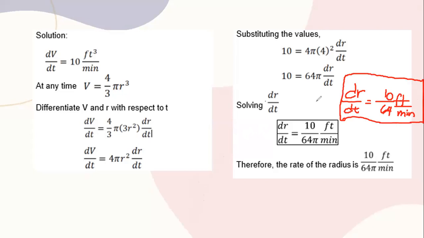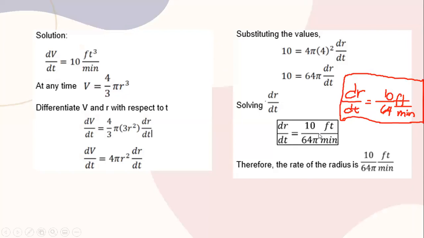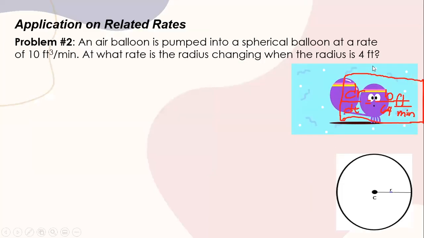Okay, so sa ating problem, as the volume increases at a rate of 10 cubic feet per minute, okay, so the radius is changing at a rate of 10 over 64 pi feet per minute. Okay, nung ang radius na ng ating spherical balloon ay 4 feet.